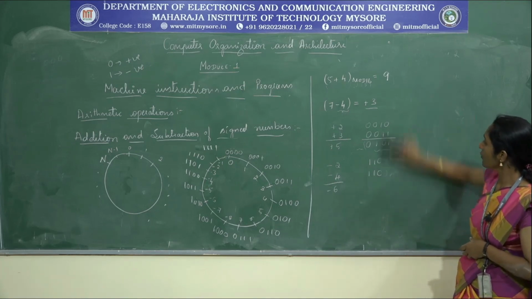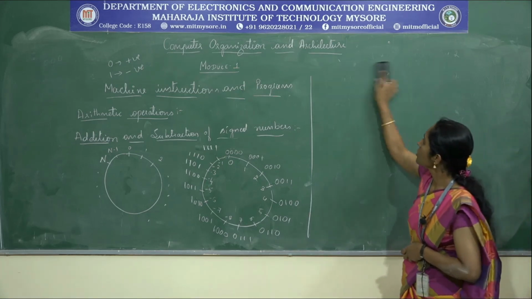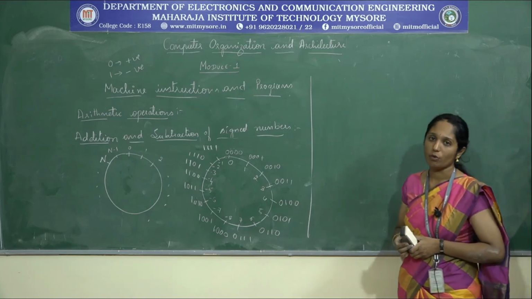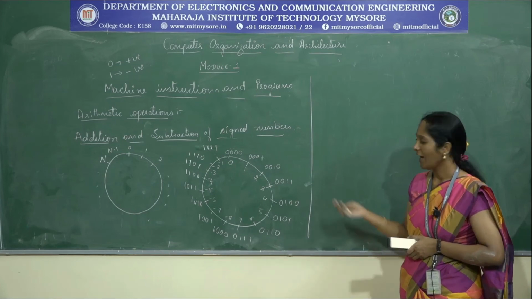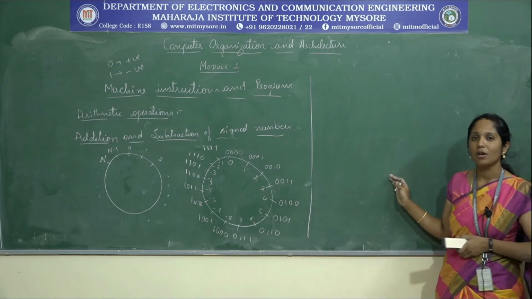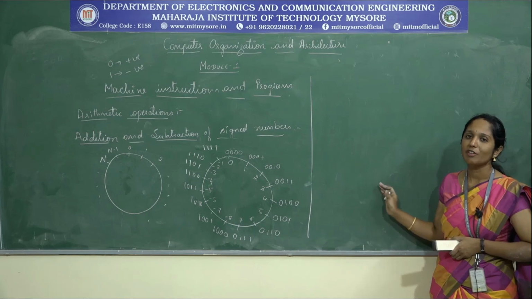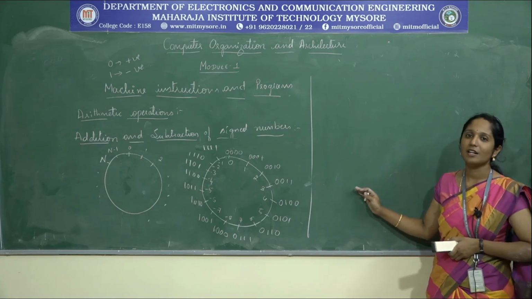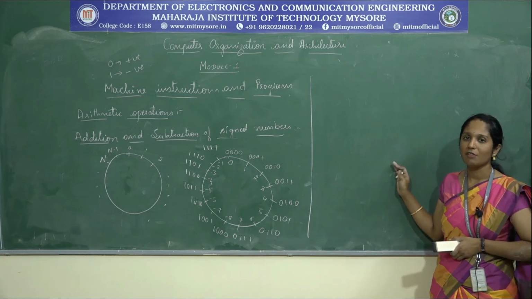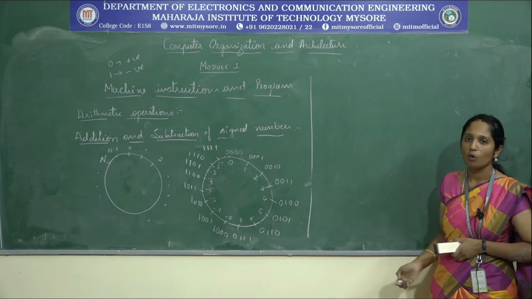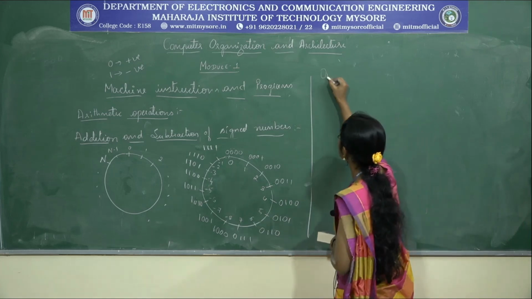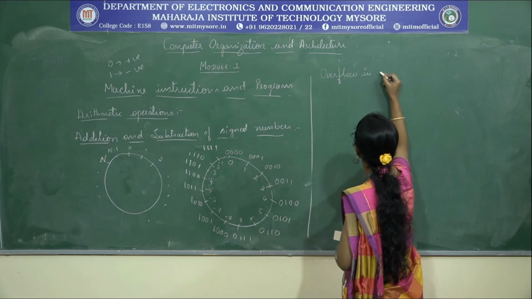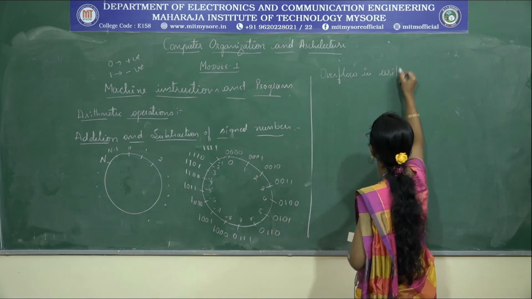Now if you consider addition and subtraction, we can observe that in some cases there will be an overflow. As we just discussed, the sum or difference is correct only when the result is within the range. If you consider any result that is out of the range, then we say there is an arithmetic overflow. So the next topic is overflow in arithmetic operation.